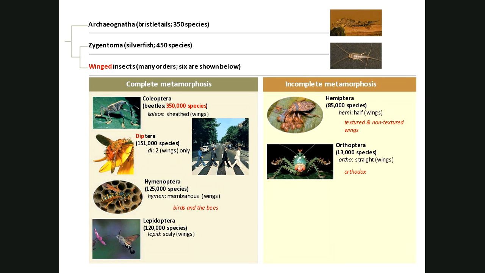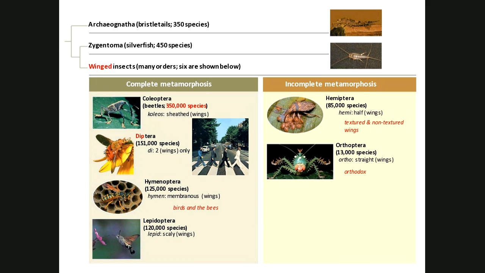The incomplete metamorphosis, the Hemiptera, they have half wings. It doesn't mean they have a half a wing. It means they have two types of wings. One type is textured and one type is non-textured. The Orthoptera group are like this. This is the spare bear katydid. They have straight wings, ortho means straight.